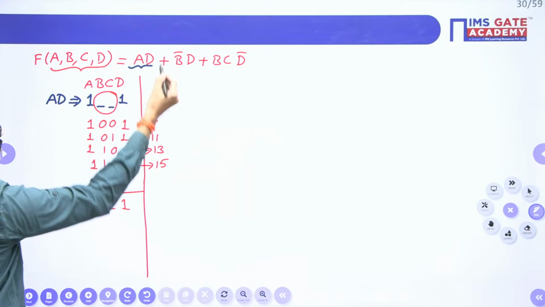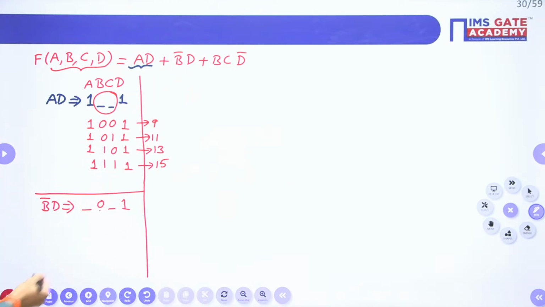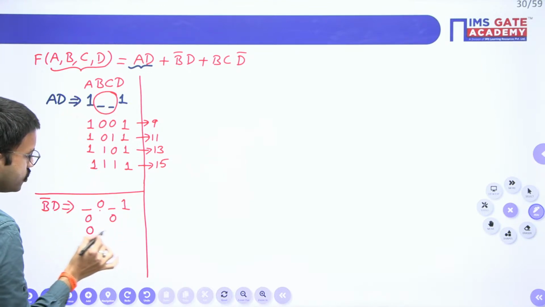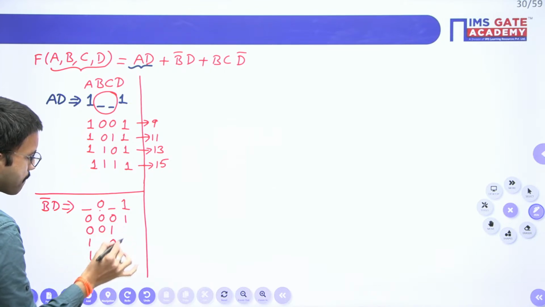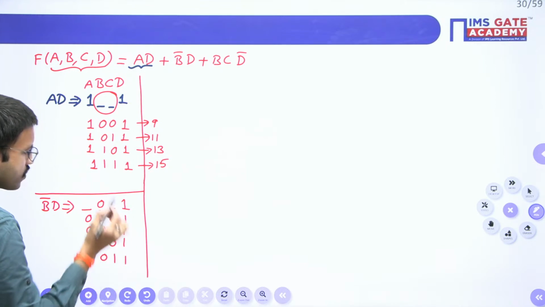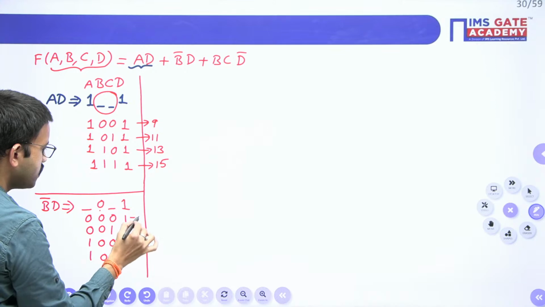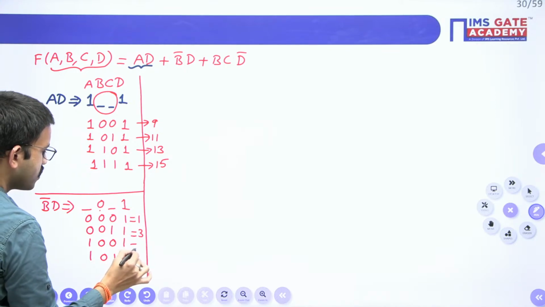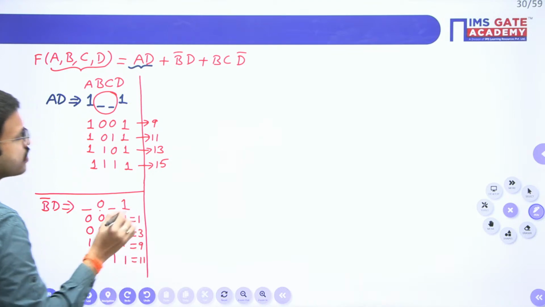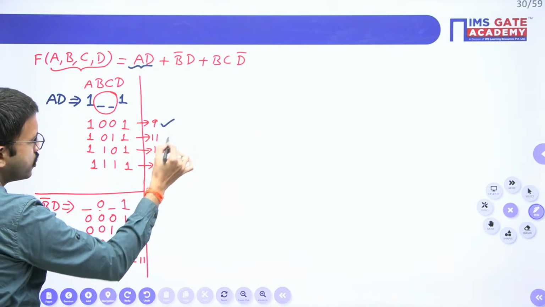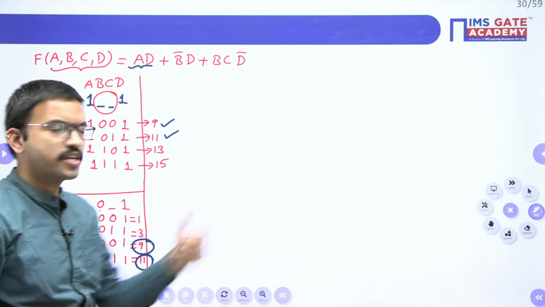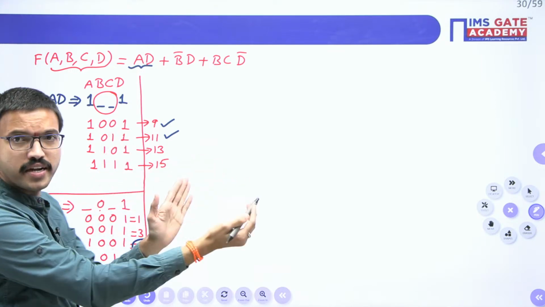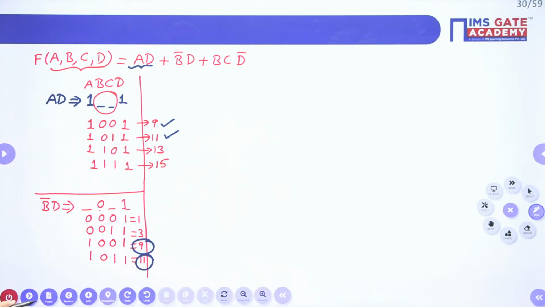Now regarding B bar D, B value is 0, D value is 1. Here also, regarding AC, you will get 4 combinations: 00, 01, 10, 11. So here you are getting the minterms as 1, 3, 9, 11. Here 9 and 11 we already got. Whenever any minterm repeats, you can consider it one time, because x plus x is what? x only. You have to add them, so the sum of minterms form you have to represent.